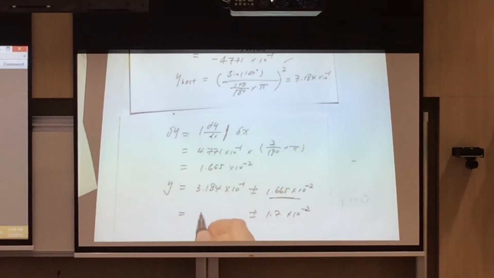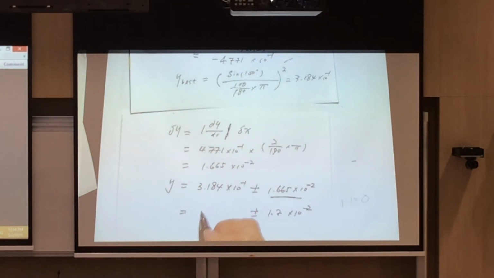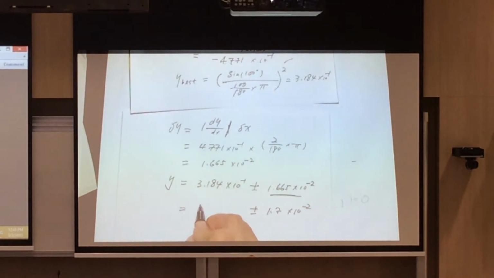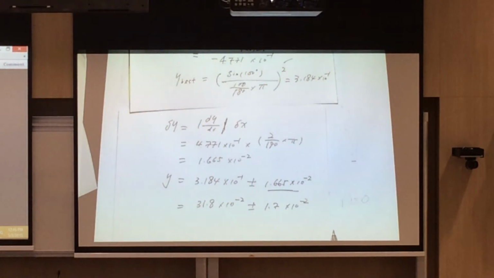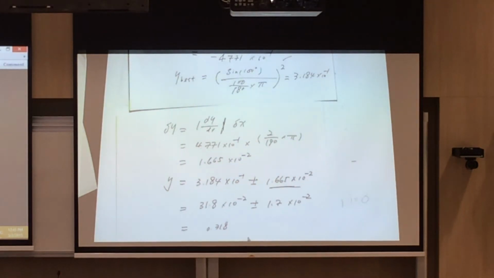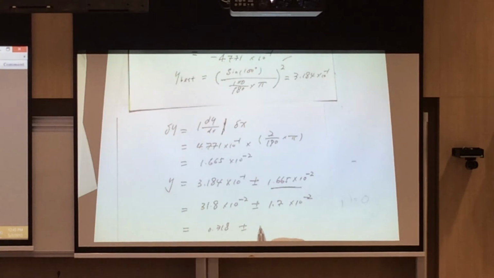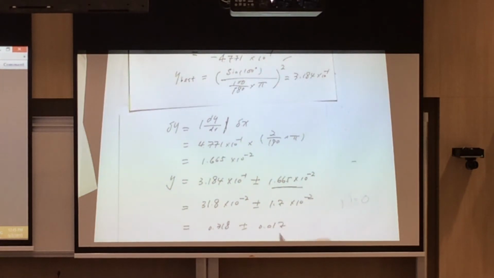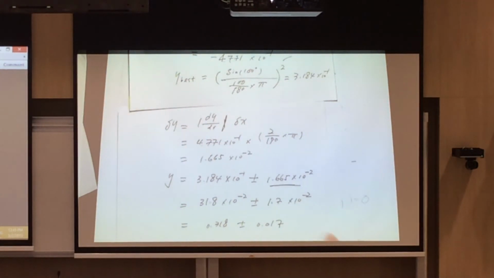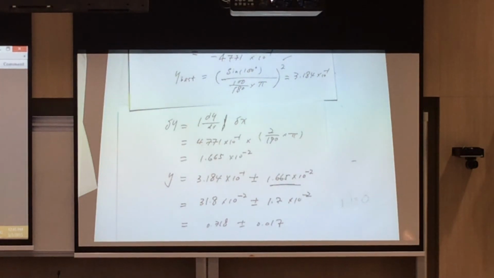So what does it mean? It will be 31.8 times 10 to the power minus 2, right? Or if you want to write it as 0.318 plus minus 0.017. Yeah, those are correct.